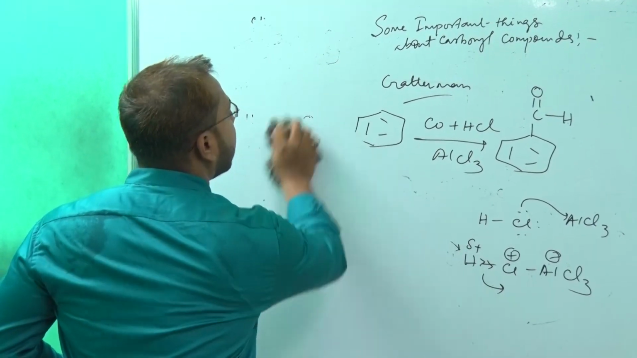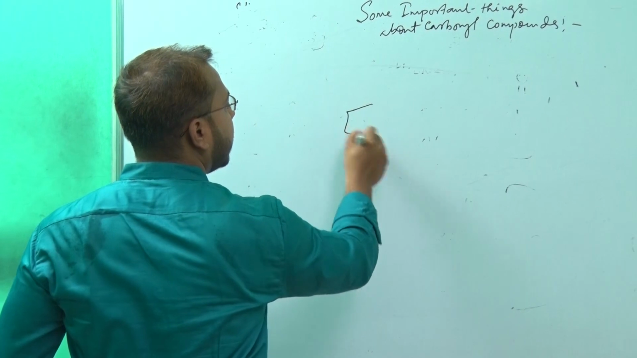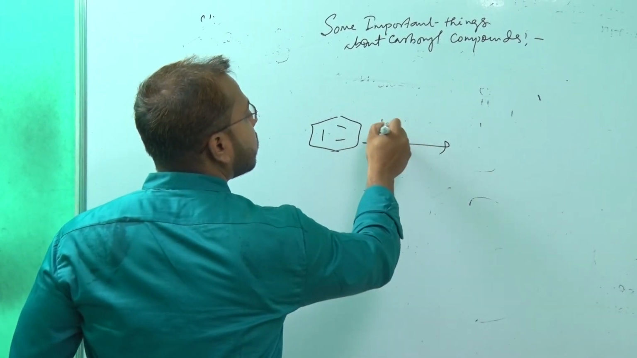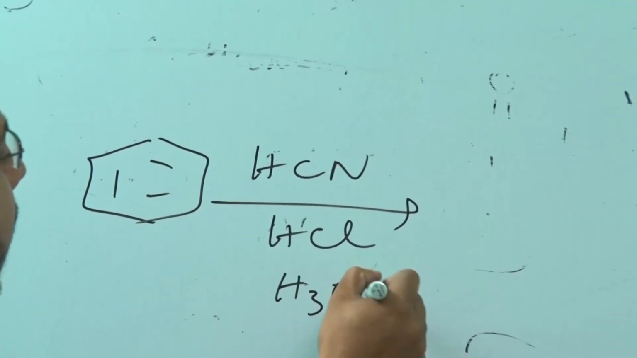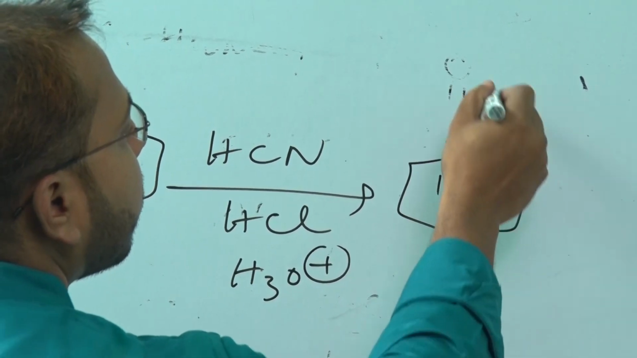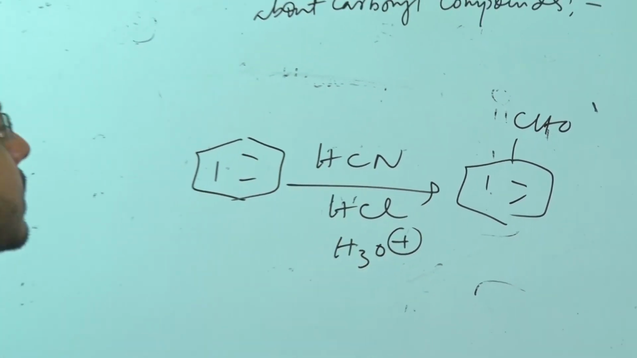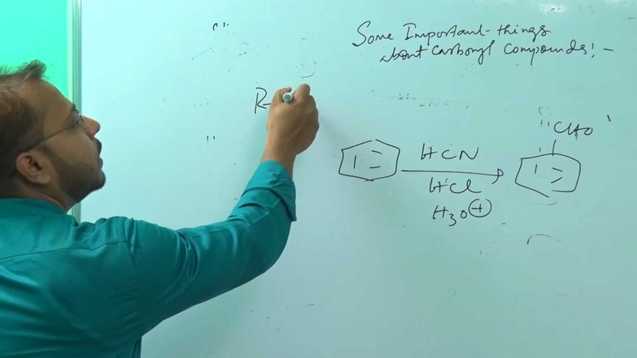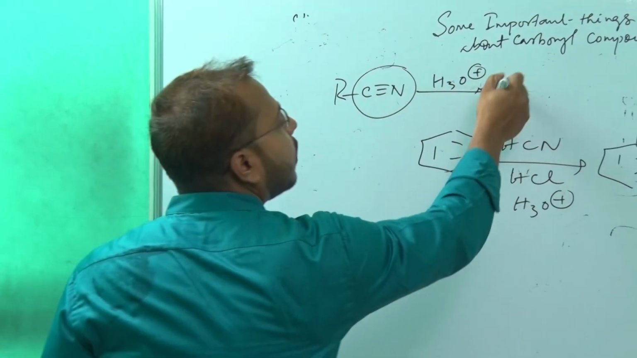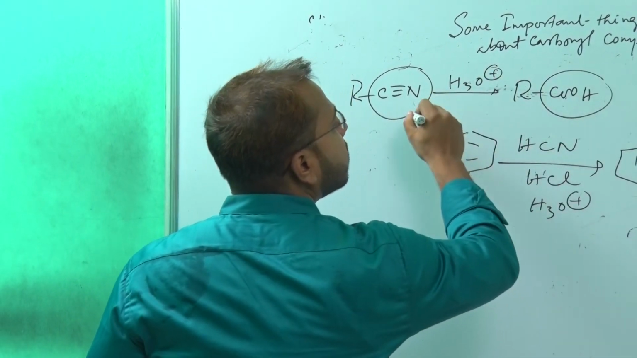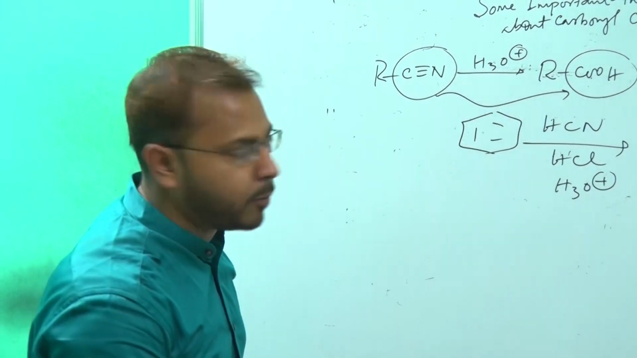In the Gattermann-Koch reaction, the reagents will be HCN, HCl, and H3O plus for acid hydrolysis, then benzaldehyde will be formed. Before going to this, I need to teach you one trick: if C triple bond N is there, then C triple bond N will be converted to C double bond O with OH part if acid hydrolysis is there. Hydrolysis is done in acidic medium.